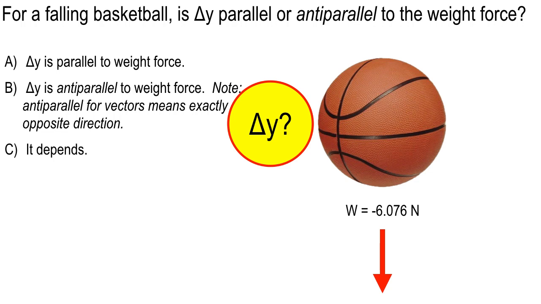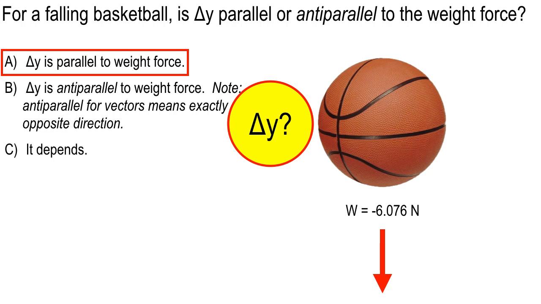Let's see what you guys have got here. Yeah, 73% parallel. That's pretty good. When the force and the displacement, or the force and the velocity, are parallel, if they're in the same direction, that means you're going to speed up, and that's what happens when something falls. It gets faster and faster as it goes downward.